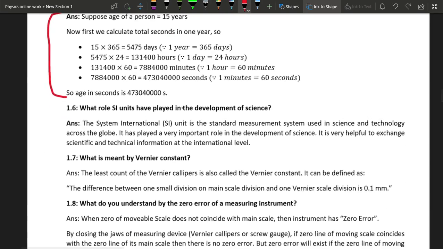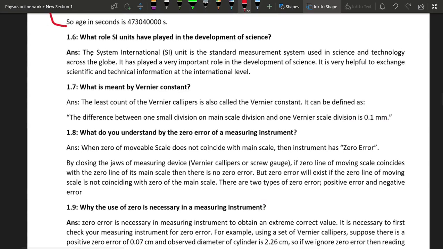Okay. Now question number 1.6. What role have SI units played in the development of science? So SI unit is the standard measurement system used in science and technology across the globe. It plays a very important role in the development of science because it is very helpful to exchange scientific and technical information at international level.